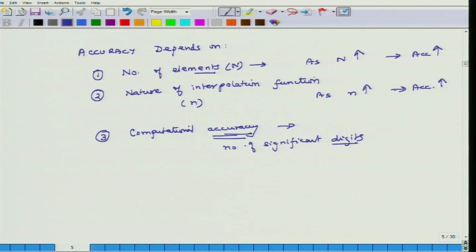So the accuracy of finite element solutions depends on these three things: number of elements, nature of interpolation function, and computational accuracy. So this completes today's lecture.